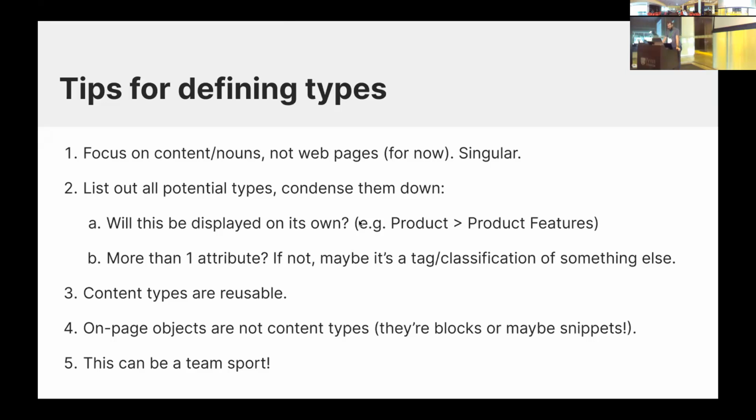So something to consider. If a type only has one attribute, it's probably just a tag. You probably don't need a whole object for it. Again, you're trying to keep your initial model really simple. And on-page objects are not content types. If it is just one thing that appears on a page, doesn't interact with anything else, and is decorative, it's not a content type.